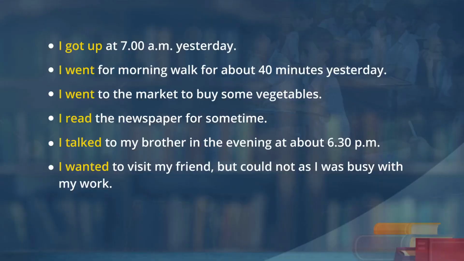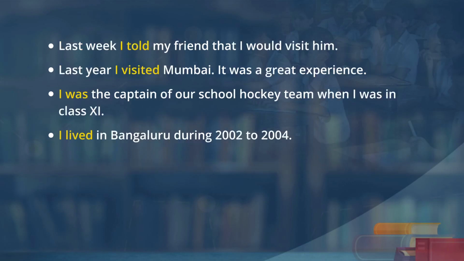So, what kind of verbs are we using? Got up, went, read, talked, wanted, visited, was, lived. And these events took place in the past, long past or very long past, like 2002, yesterday. So, for all past actions we use the past form of the verb. This is how past tense is used. Let us not go into the definition now. Last year, last week, we use past tense.